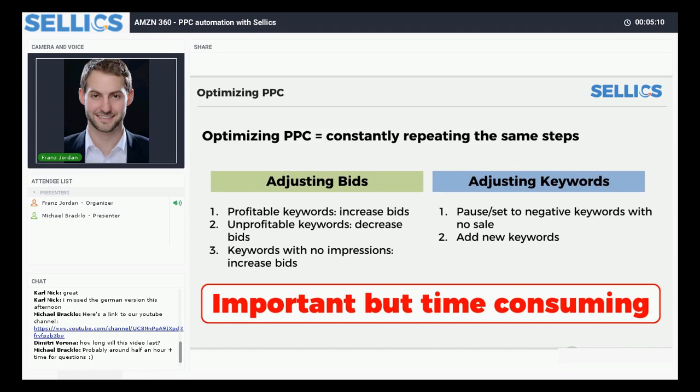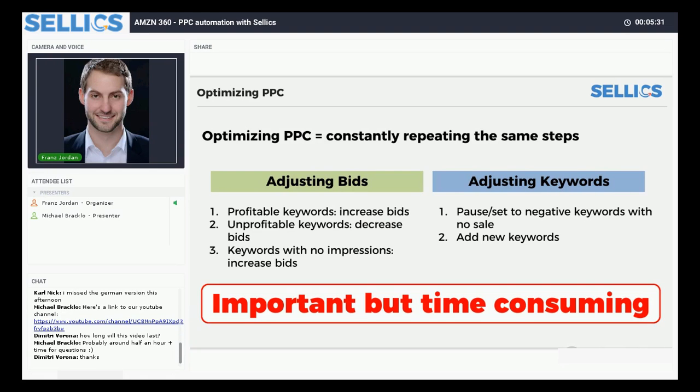And it turns out that most of our users are adjusting them at least once per week. Most of them even more than once per week, right? So it's very time consuming to just click into all those campaigns and adjust the bids and adjust the keywords. So we thought about a way how we can simplify this entire optimization process, and how we can save you a lot of time, and also obviously create better results.